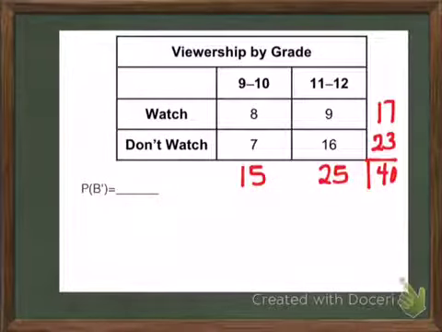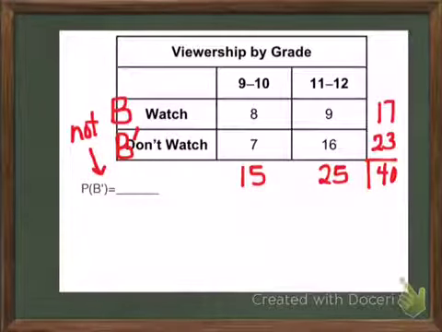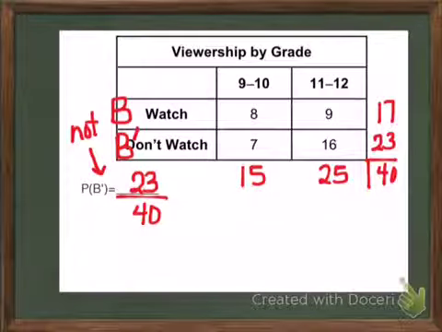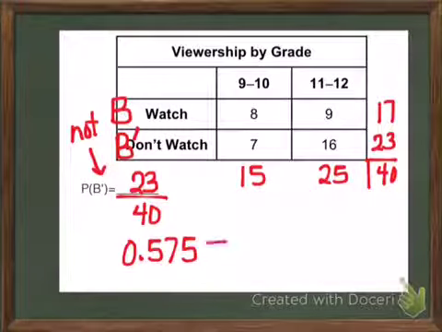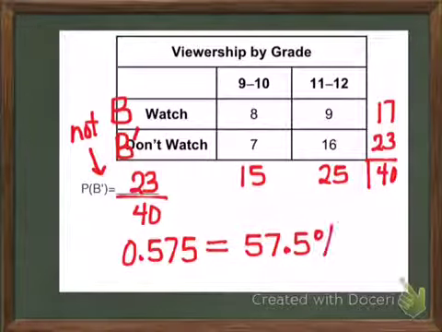If I wanted to find the probability of somebody that's not in event B, again, remember that this apostrophe means not, or the complement. We said watching was event B, so do not watch is the complement of that. So I have a total of 23 people who did not watch over 40. And remember, I can express that as a decimal also by dividing. So that would give me 0.575 as the decimal equivalent. I could also multiply by 100 or move my decimal 2 spaces to the right to say the probability that someone does not watch is 57.5%.